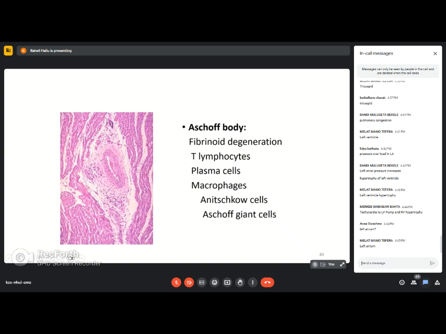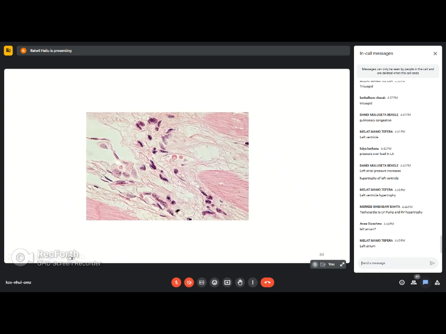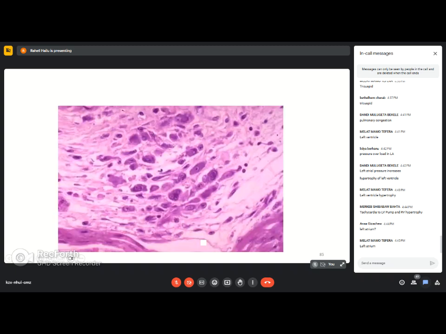An Aschoff body is composed of fibrinoid degeneration of the heart muscle, and then you have macrophage giant cells that are known as Anitschkow cells, and also you have plasma cells. All of these together, the fibrin, inflammatory cells, the plasma cells, and the specialized macrophages form the Aschoff body, and they are almost pathognomonic for rheumatic carditis, rheumatic myocarditis. Here we see the Anitschkow macrophages, the specialized macrophages, like here, and this entire thing is the Aschoff body. Again, these are macrophages.